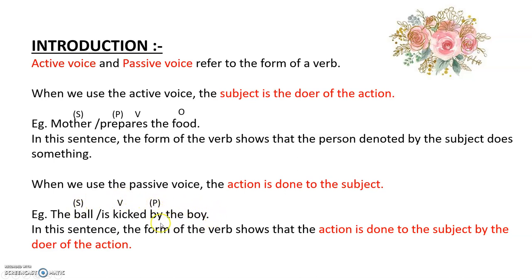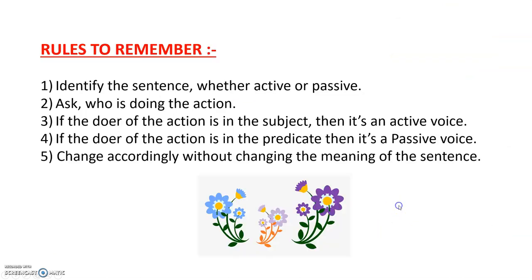It's in the predicate. So, when we have the one who's doing the action in the predicate, and you have the one which is in the subject, the action is done to the subject, then it is what? It is a passive voice. So, in this sentence, the form of verb shows that the action is done to the subject by the doer of the action. So, who is the doer of the action? The boy. So, he is doing the action on the subject. So, therefore, it is a passive voice.